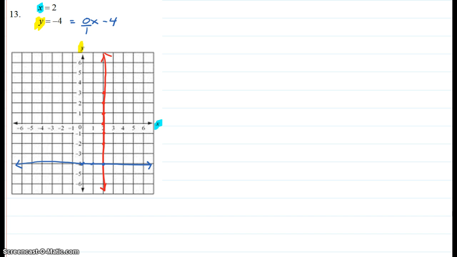So these two lines cross right here at this point. And so this is that you go over 2, down 4, so it's at 2, -4.